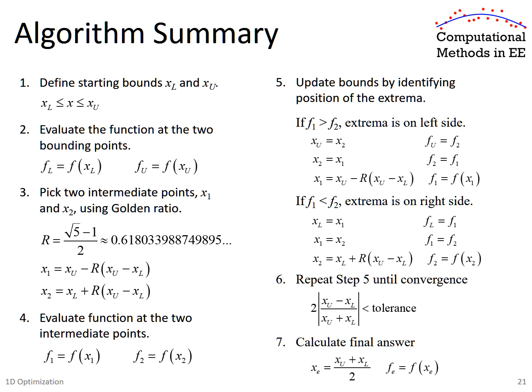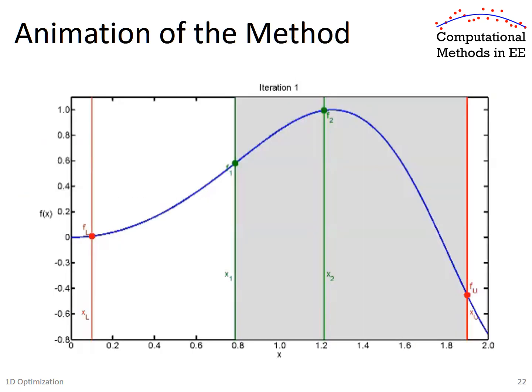So that is the golden section search. Let's look a little bit more deeply at some details. So here's an animation that I put together, and watching this, you'll really see how the points from one iteration and the next iteration lie on top of each other. Let's go ahead and run it.